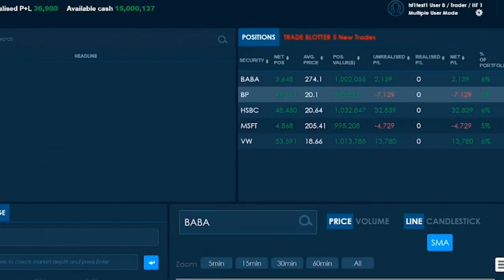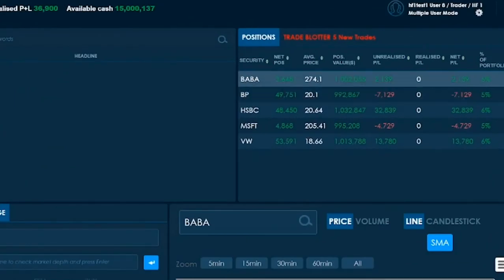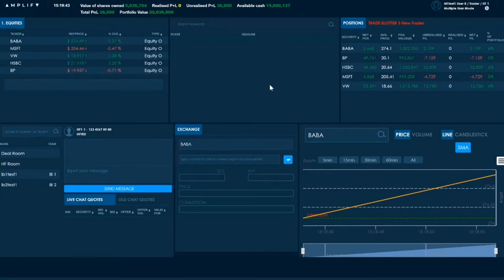So let's just say there's been good news on Alibaba and you want to significantly increase your position. Let's say you want to go from 1 million, which you start with here, and take that up to 5 million. So we want to buy 4 times the amount that we've already got. So 1 million is roughly about, you can see, 3,600 shares there. So if we want to buy 4 times that amount, we're going to be buying about, let's just say 14,000 shares.